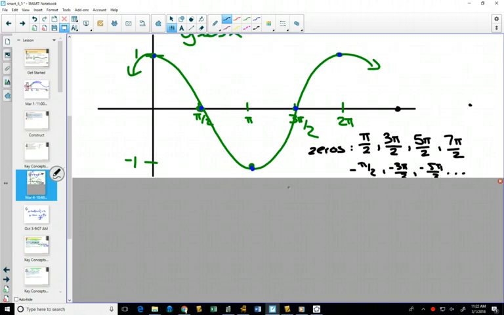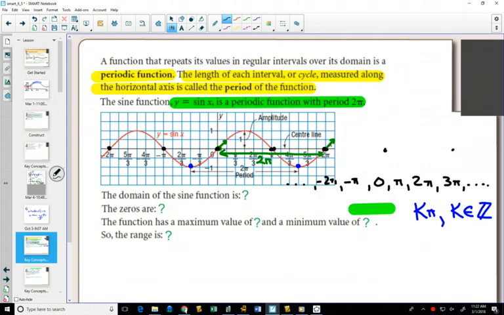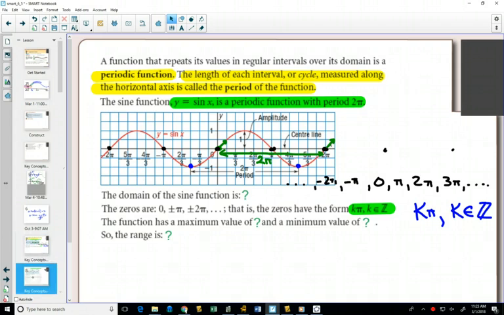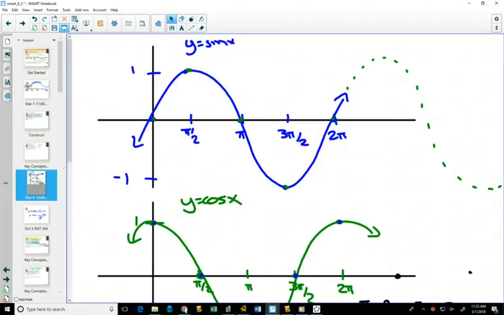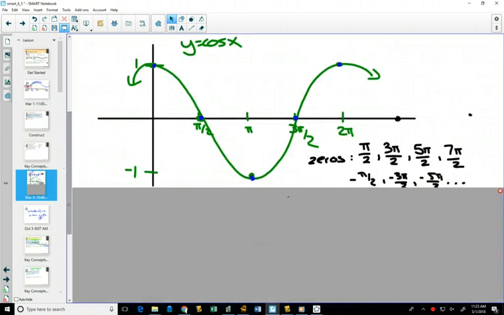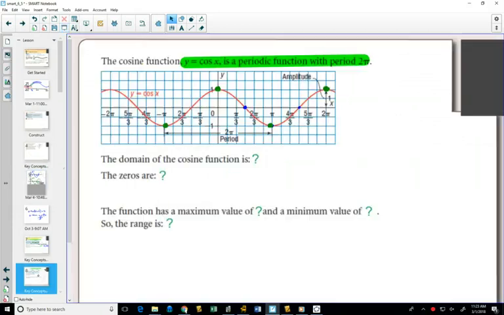So we have to come up with a way: how do we write all of these zeros? Now in your textbook, they've written it this way. How do we come up with this? Because the idea is you should be able to graph it, and with graphing it, you're going to be able to see exactly this: pi over 2, 3 pi over 2, 5 pi over 2, 7 pi over 2. So we need to come up with a way to write those zeros each and every time. We need to look for a pattern.